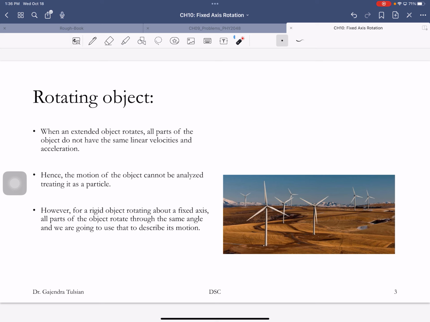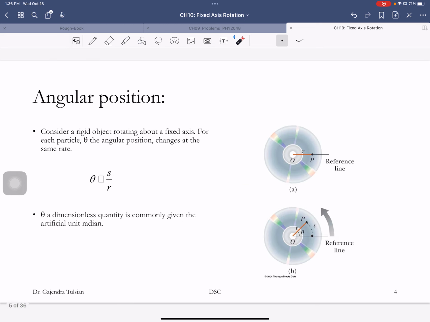So for a rigid object, all parts of the object rotate through the same angle, and we're going to use this to describe its motion. Okay, so here's an object. This will be a reference line from which we'll measure the angle. This can be the x-axis. Here's a rigid object. The axis of rotation is perpendicular to the plane, so it's coming out of the sheet.